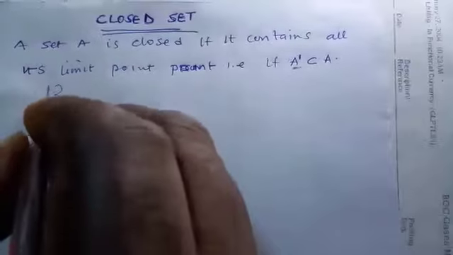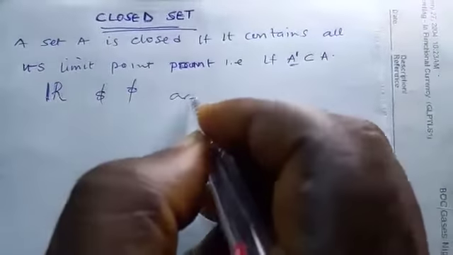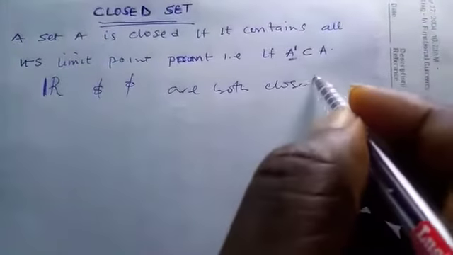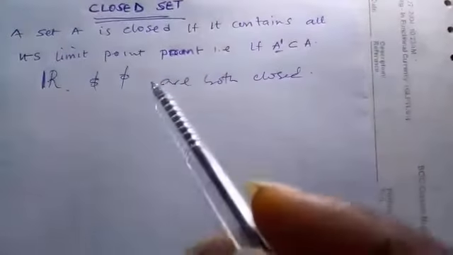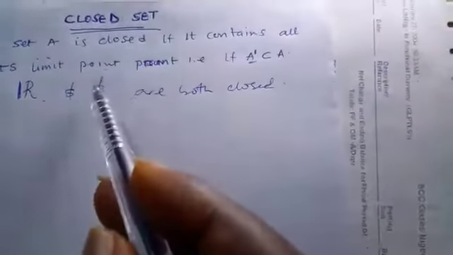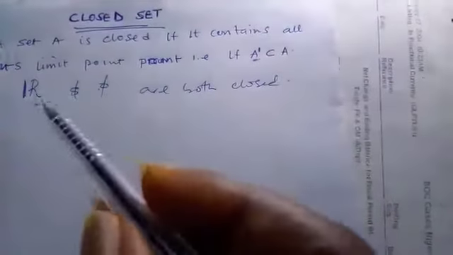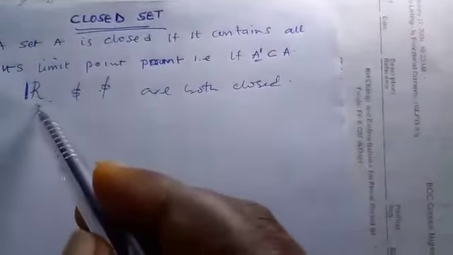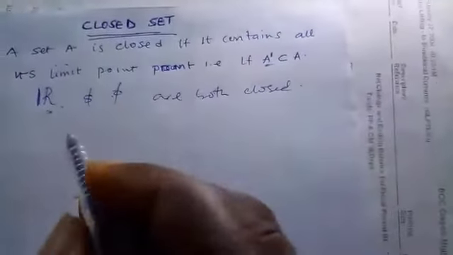The set of real numbers and the empty set are both closed. In fact, they are both open too, because the real numbers contain all their limit points. The empty set has no points, so it is automatically open and closed. It contains a neighborhood of all its points, so in that case it is open. So they are both open and closed.